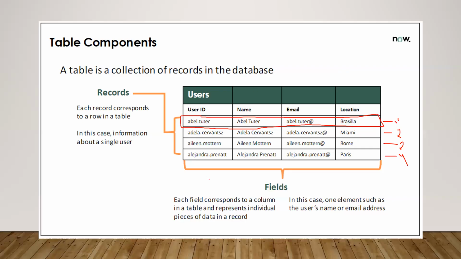Now coming to the column part, this column. Each column is nothing but a field. It represents a field on the form. Like this is the user ID, this is the name, and this is the email ID, and this one is location.